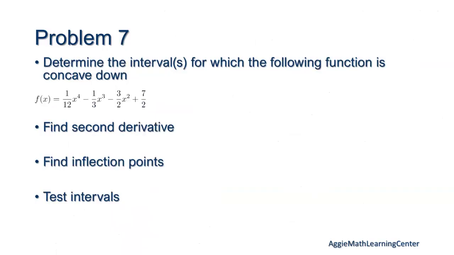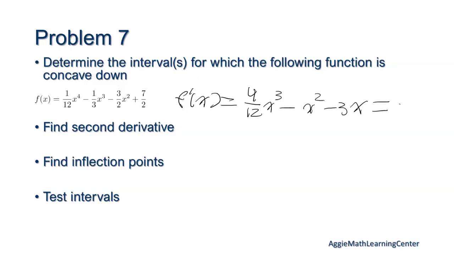We're going to find concave down. So, first derivative, 4/12 x cubed minus x squared minus 3x. Is that good? Is that right? Equals 0.